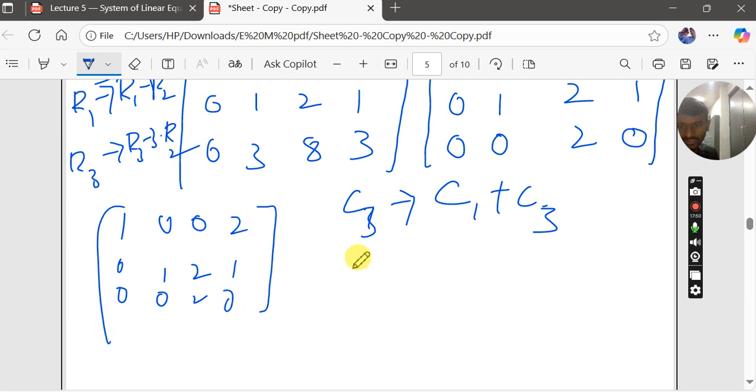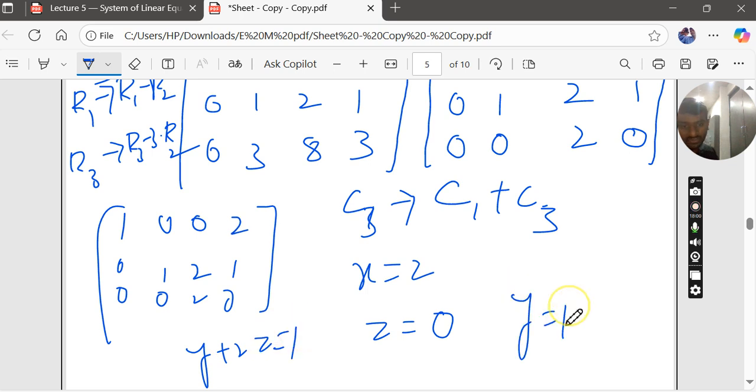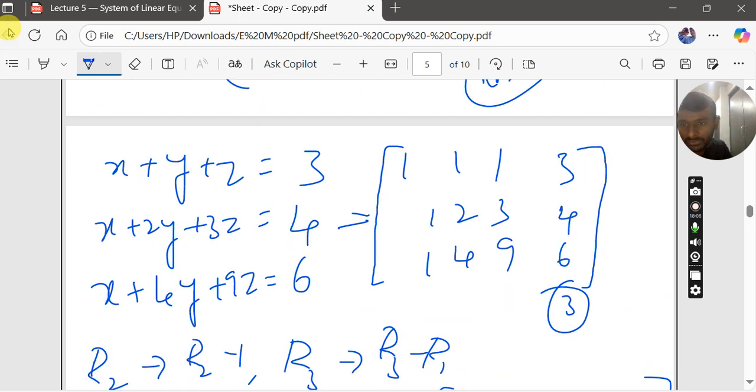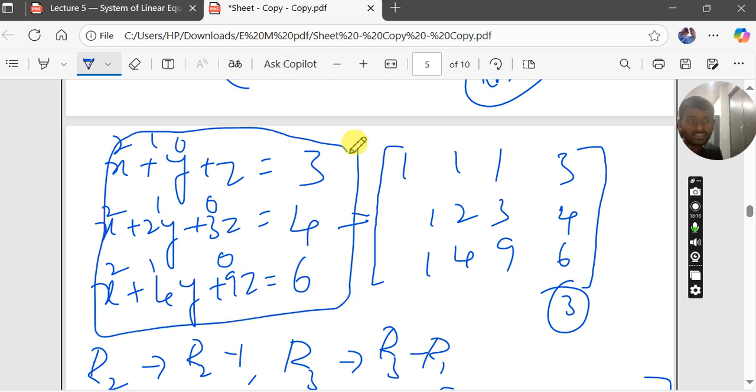So from this matrix we can say x equal to 2 and z equal to 0, and y plus 2z equal to 1. It is nothing but y equal to 1. So (2, 1, 0) becomes the solution for this equation. You can substitute those things here: 2 1 0 gives 3, again 2 1 0 gives nothing but 4, and 2 1 0 gives nothing but 6. It is satisfied. In this way you can solve system of linear equation solutions.